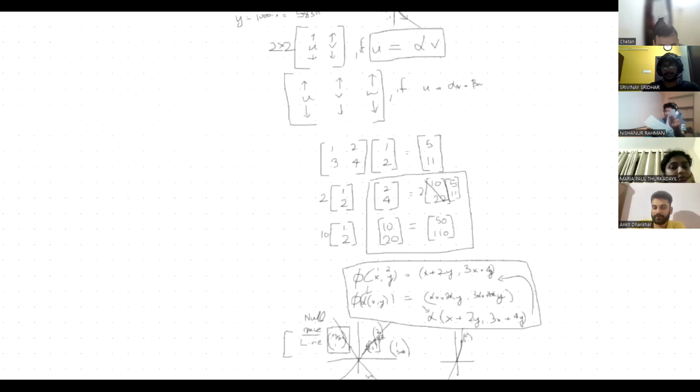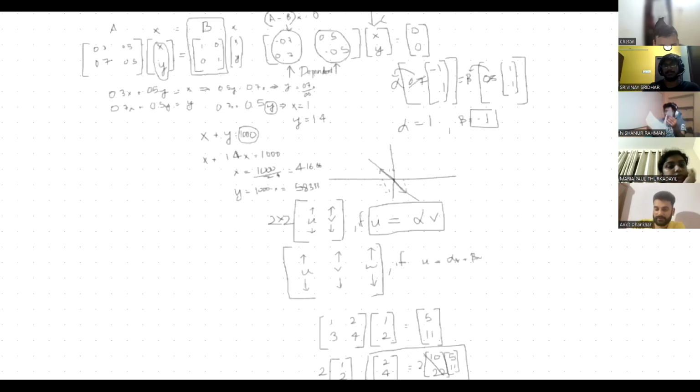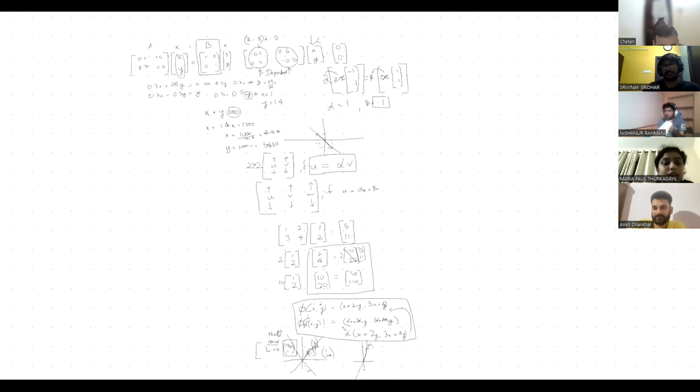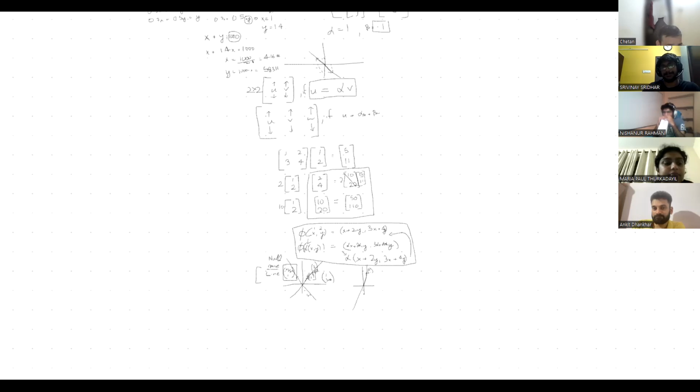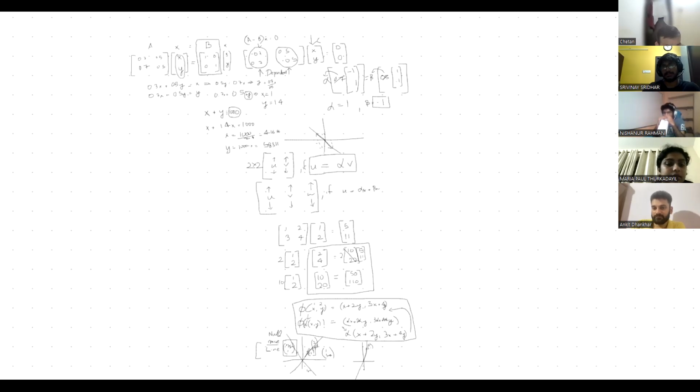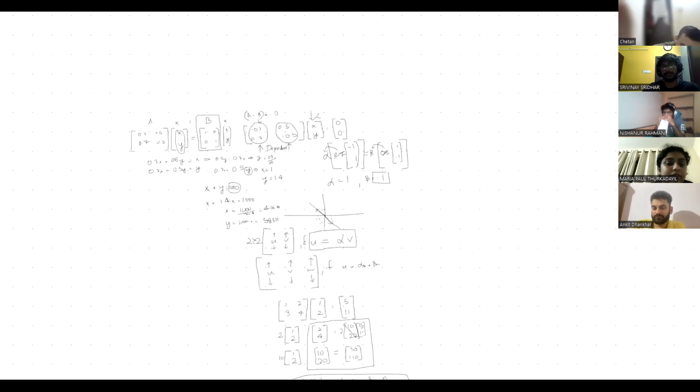So now what do we do? Now we have a value of x and y, where can we go to find the ultimate x and y? We found the null space corresponding to this matrix. Now we also know that the solution lies on x plus y equal to 1000, so we can solve it. How do you want to go from there?